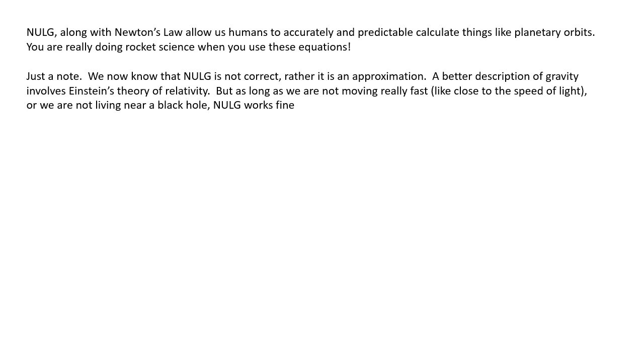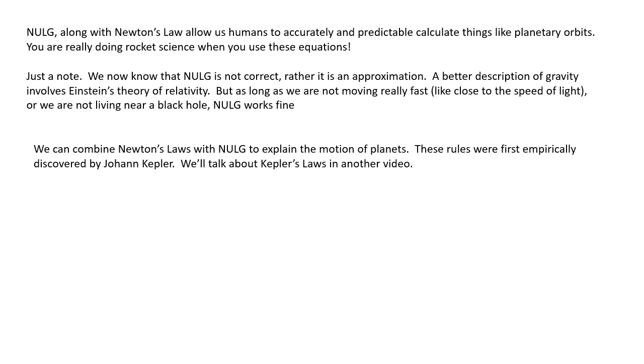NULG, along with Newton's laws, allow all of us humans to accurately and predictably calculate things like planetary orbits. You're really doing rocket science when you use these equations. Just a note, we now know that NULG is not correct. It's just an approximation. A better description of gravity and how masses are affected by it comes from Einstein's theory of relativity. But as long as we're not moving really fast, like close to the speed of light, or we're not living near a black hole, NULG works fine. We can combine Newton's laws and NULG to explain the motion of planets. These rules were first empirically discovered by Johann Kepler. We'll talk about Kepler's laws in another video.